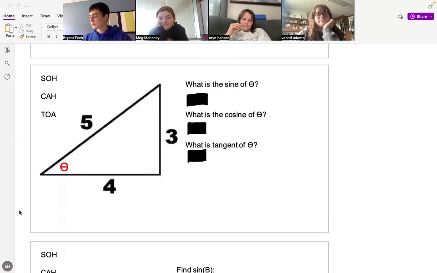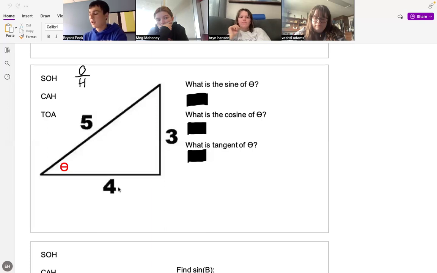If we look here, we have a triangle. It is a 3, 4, 5. We know that this triangle works. We could prove that with the Pythagorean theorem, but we're not going to do that because our focus is not on that. If we want to find the sine of theta, how should we go about that? Well, remember, our acronym is SOH CAH TOA. So sine is opposite over hypotenuse, right?